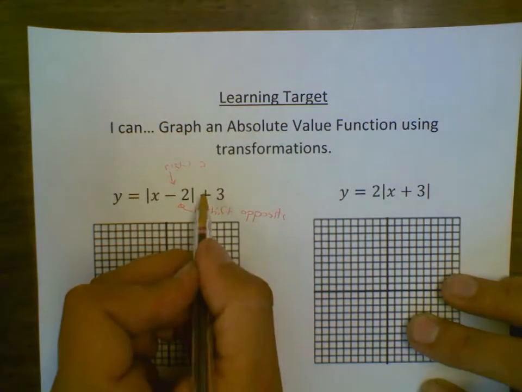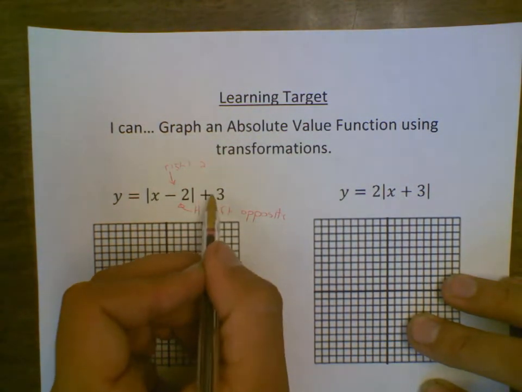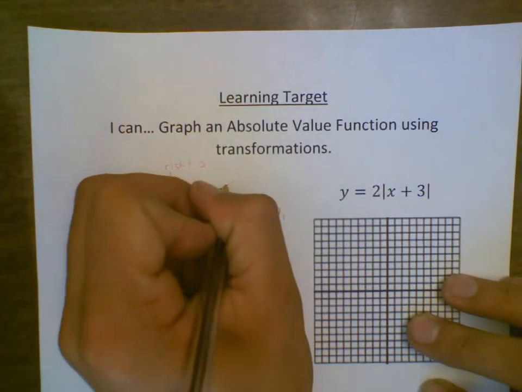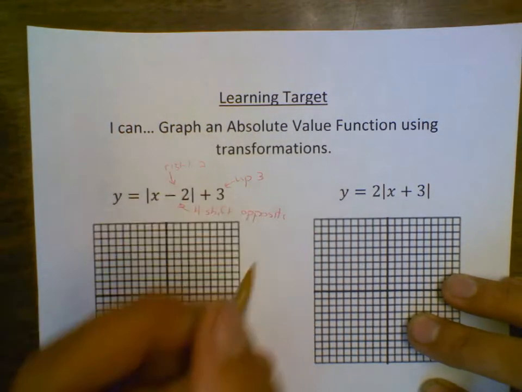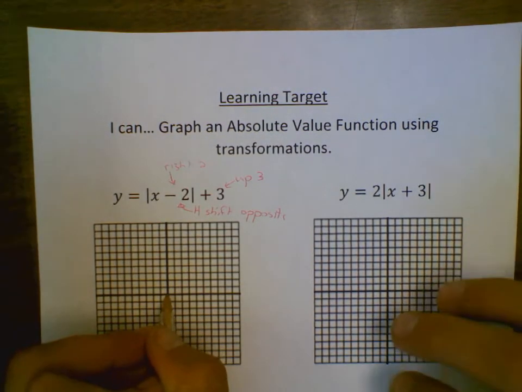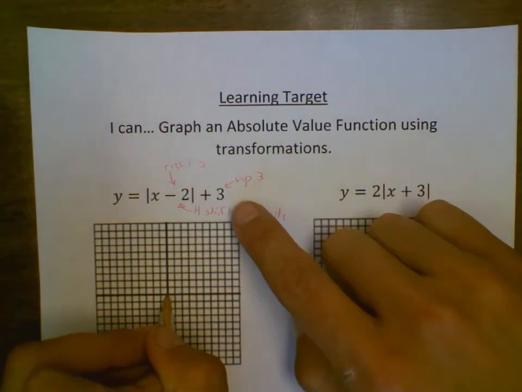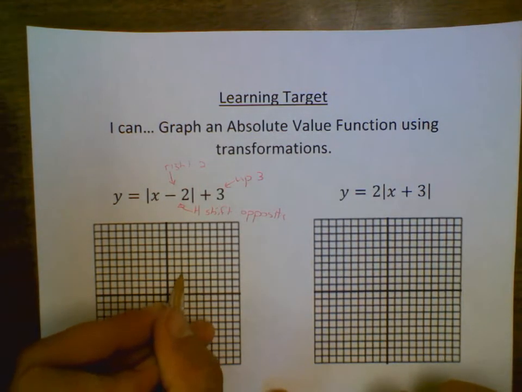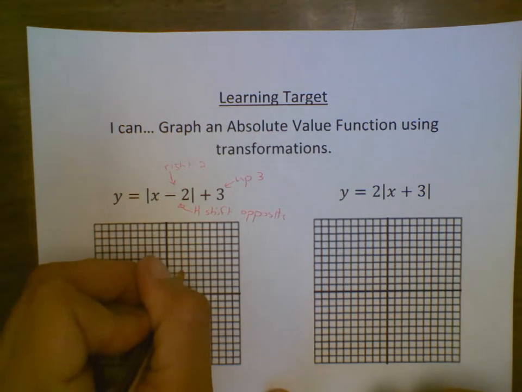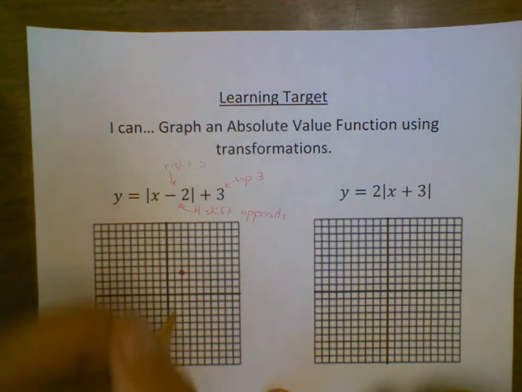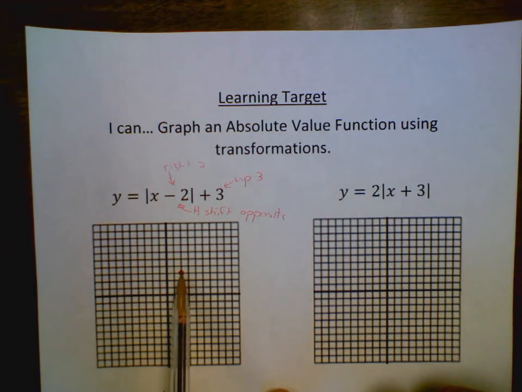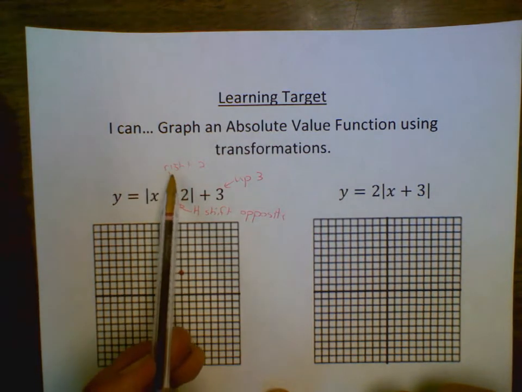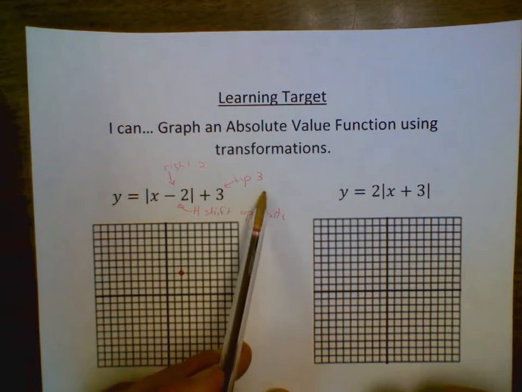The outside number moves me up and down. It's positive, so in this case, it's going to move me up 3. So I know from the origin, I'm going to go right 2 and then up 3. So right 2, up 3, and that is the first point on my graph. This first point is just made up of the two shifts, the right 2 and the up 3.